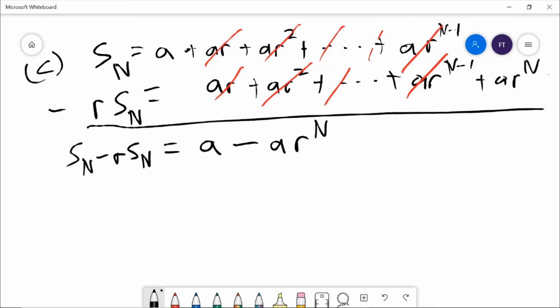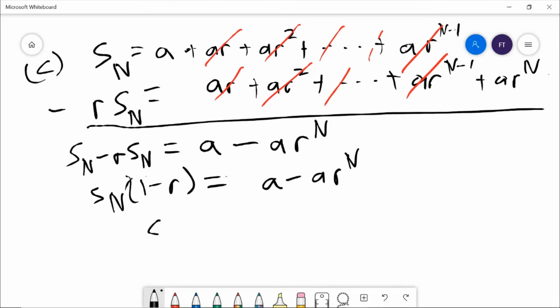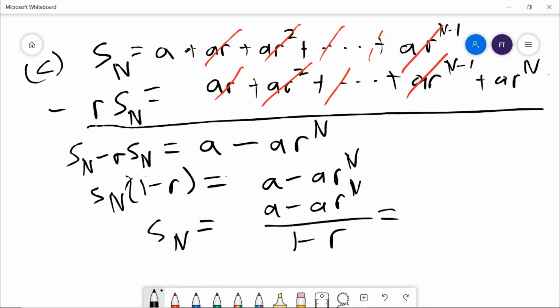And so now we can use this equation here to solve for S_n. So what we get is S_n times (1 minus R) is equal to A minus A times R to the n, or S_n is equal to A minus A times R to the n, over 1 minus R. Or we may write this as A times (1 minus R to the n) over 1 minus R.